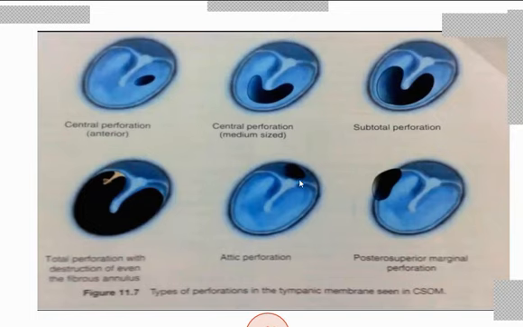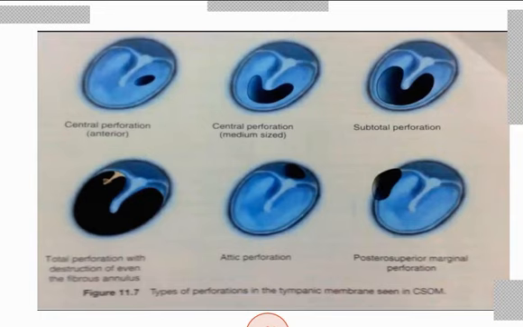And here, this is a perforation in the attic region. Sometimes there is another type of perforation. Basically there are central perforation, attic perforation, and marginal perforation. Marginal perforation is said to exist whenever one margin of the perforation is bounded by the bony tympanic annulus. The fibrous annulus is absorbed and the tympanic bone is exposed. This is more common in the posterosuperior quadrant of the tympanic membrane. So this is a posterosuperior marginal perforation.